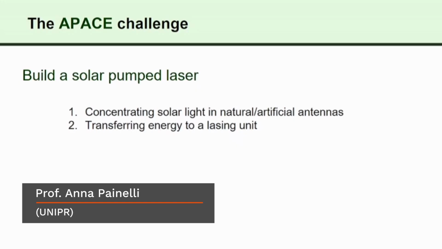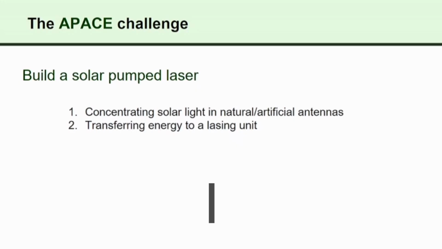From my perspective, what I see as the challenges for the lasing material are how to concentrate the solar light without using lenses or mirrors, but using these natural or artificial antennas that collect light from the sun and collapse everything in a single excited state, basically. This is the beauty of these objects.